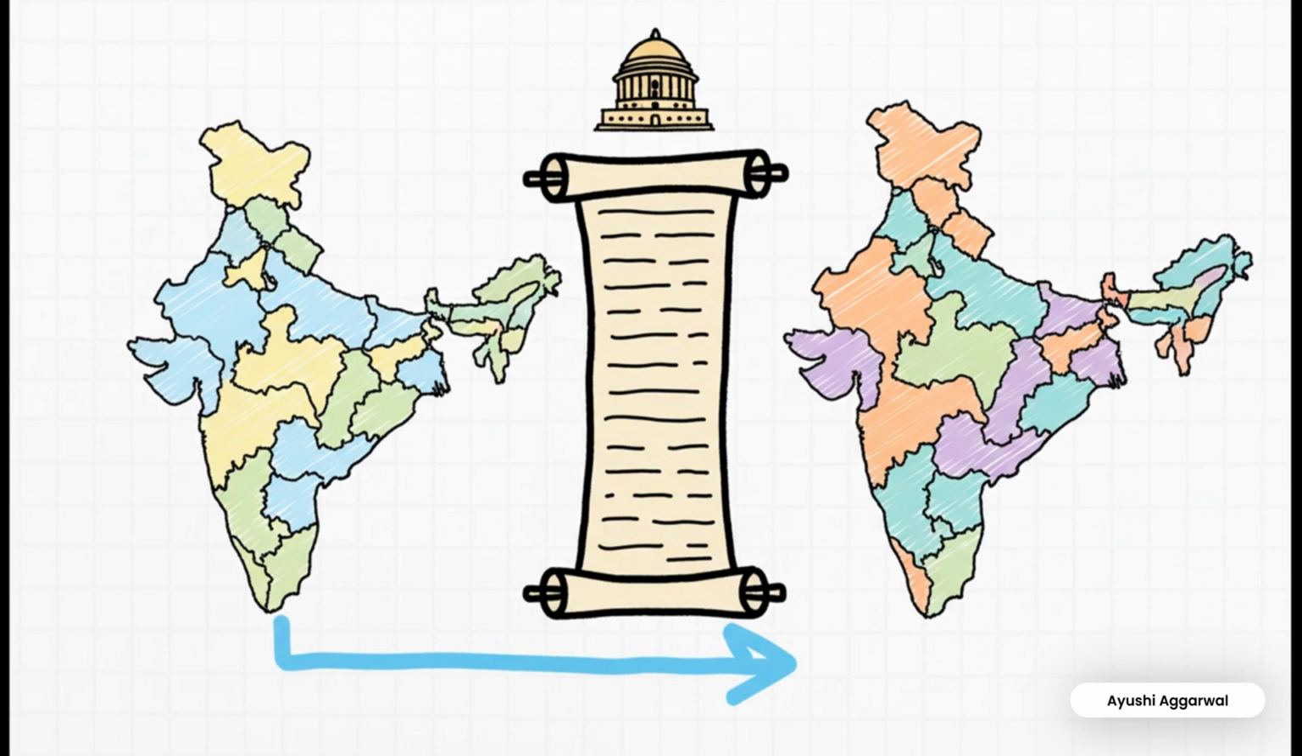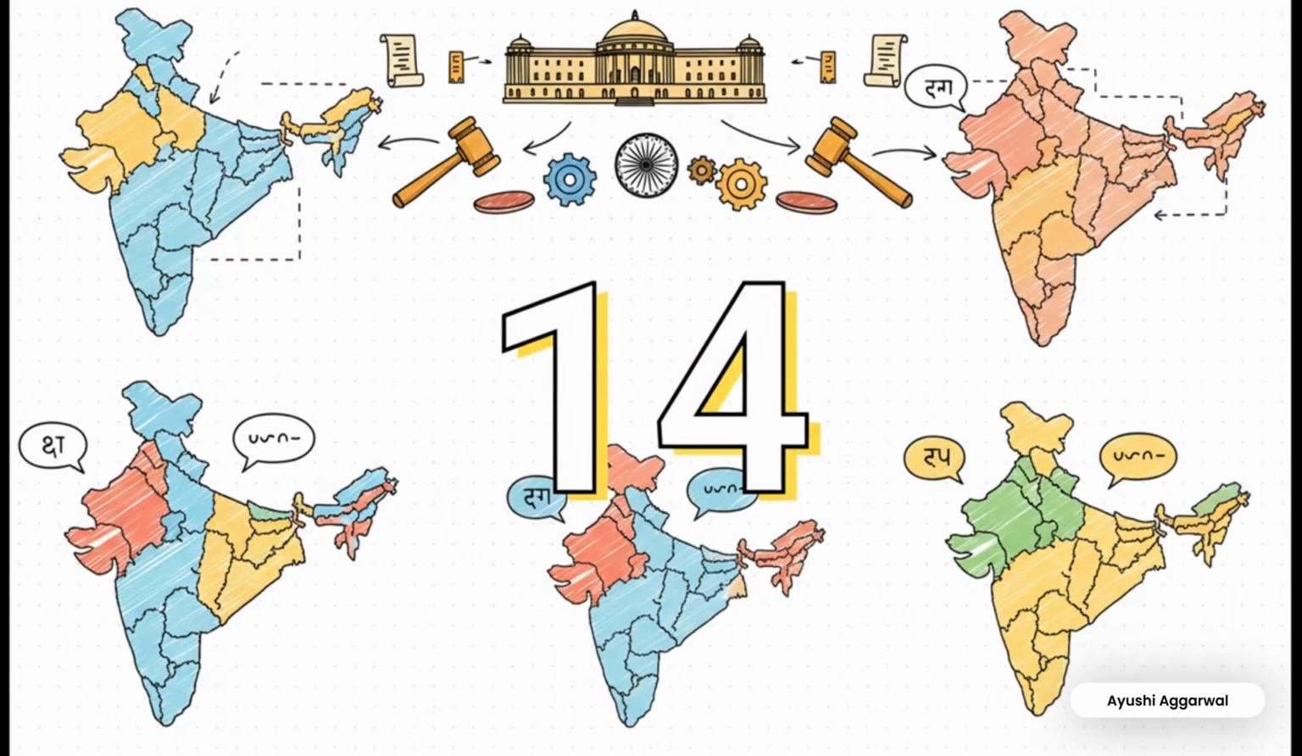It was based on these balanced recommendations that the Parliament passed a truly historic piece of legislation, the States Reorganisation Act of 1956. And this one act completely changed the internal map of India forever. With this single act, that incredibly complex post-independence map, the one with all the British provinces and over 500 princely states, was simplified into a brand new structure, starting with 14 states.